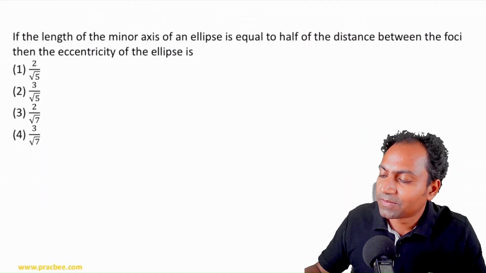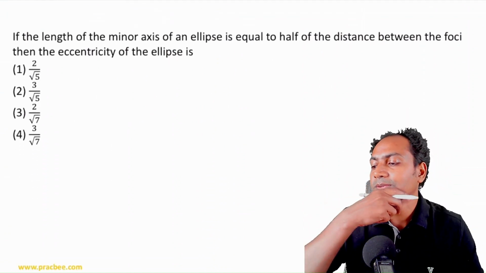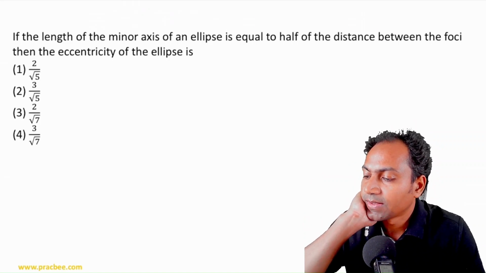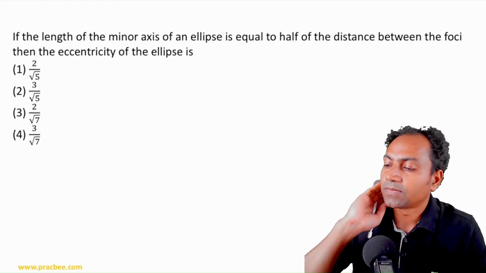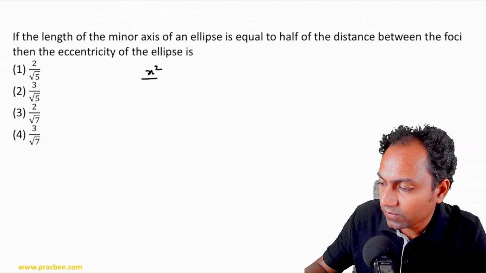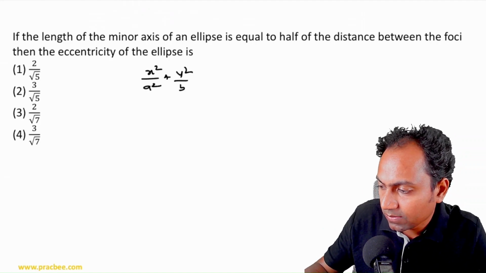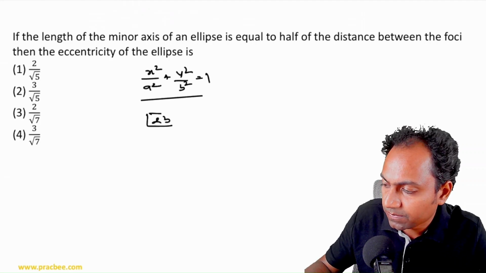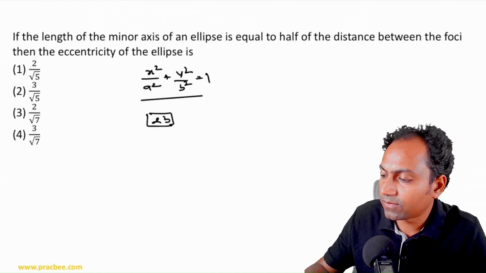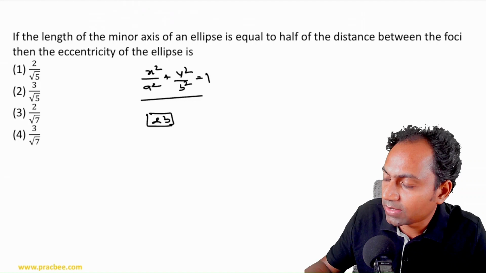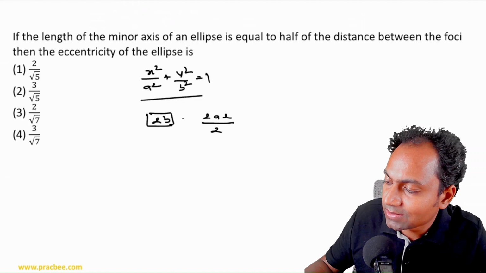Now if I move further, the next question says the length of the minor axis of the ellipse is equal to half of the distance between the foci, then find the eccentricity of the ellipse. If I write the equation of the ellipse as x square by a square plus y square by b square equal to 1, the length of the minor axis is nothing but 2b, and this 2 you need to take care of. It is equal to half of the distance between the foci. The distance between the foci is nothing but 2ae, and half of that would be ae. And what they're saying is this is equal.